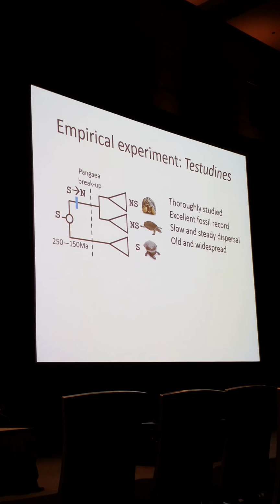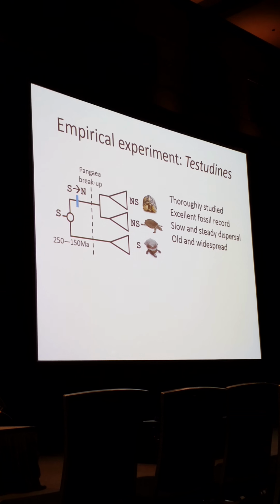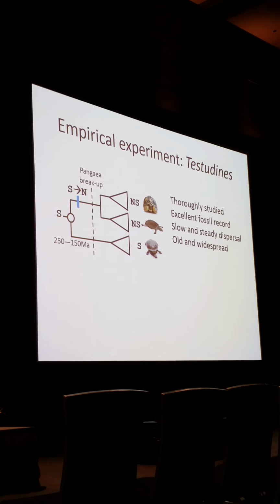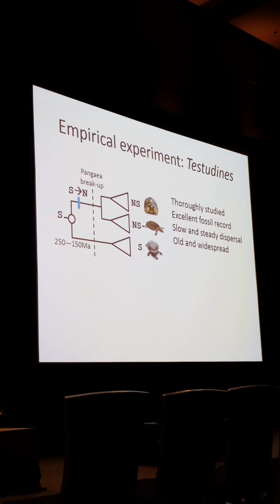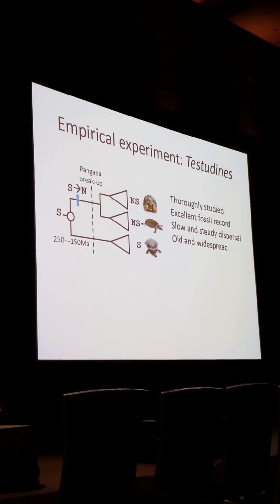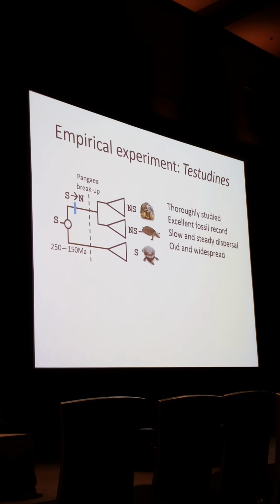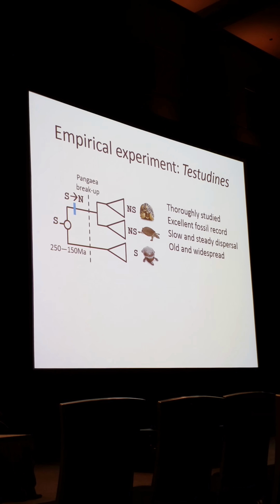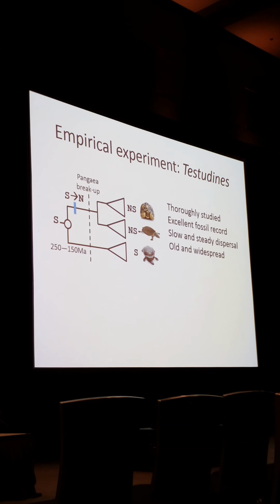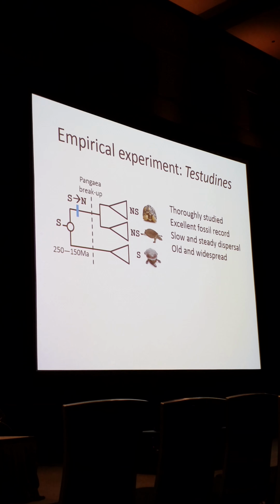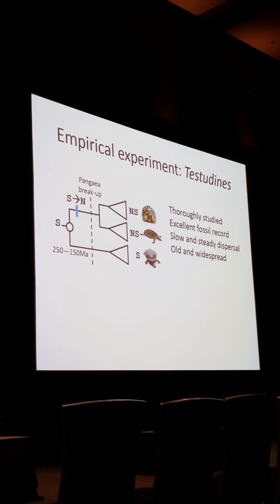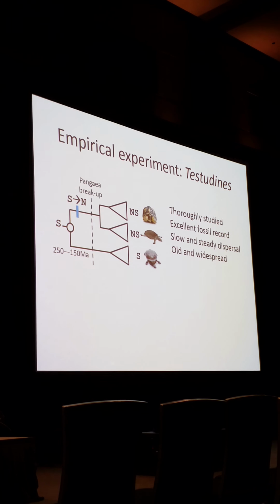For this, like I mentioned, I used the crown group of turtles. There are a handful of reasons to use this system. First of all, they're very well studied. Second of all, they have a really great fossil record, which means that there's good estimates for when different clades originated. Third of all, I would describe them biogeographically as slow and steady. They don't have a very erratic pattern where they're jumping back and forth between continents every 10 million years. And moreover, they're old and widespread.